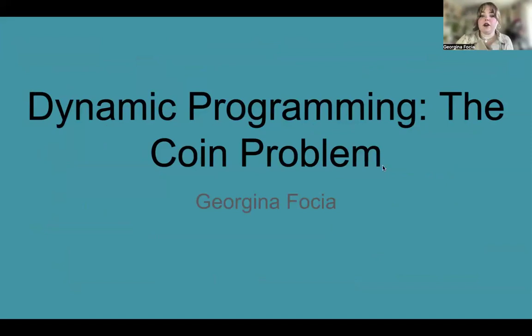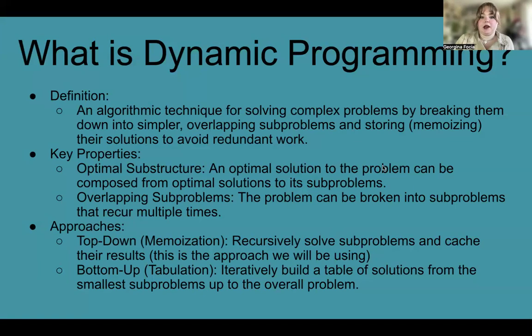All right, so today we're going to go over the coin problem, which is a common dynamic programming problem. First, we should understand what exactly dynamic programming is. The definition of dynamic programming is an algorithmic technique for solving complex problems by breaking them down into simpler, overlapping subproblems and storing, otherwise known as memoizing, their solutions to avoid having to do redundant work and avoid redundant time complexity.